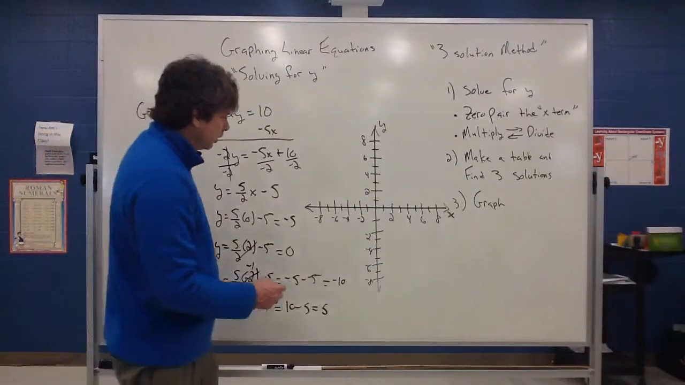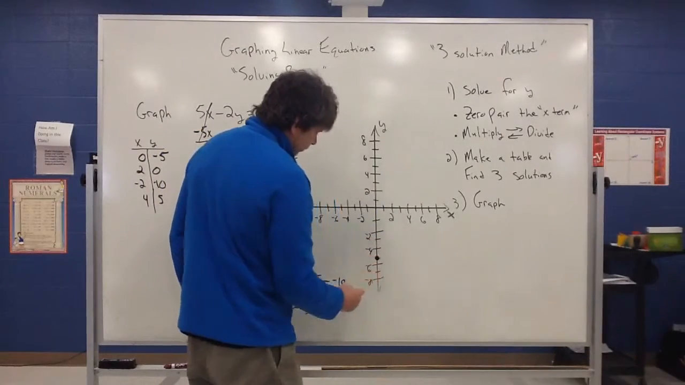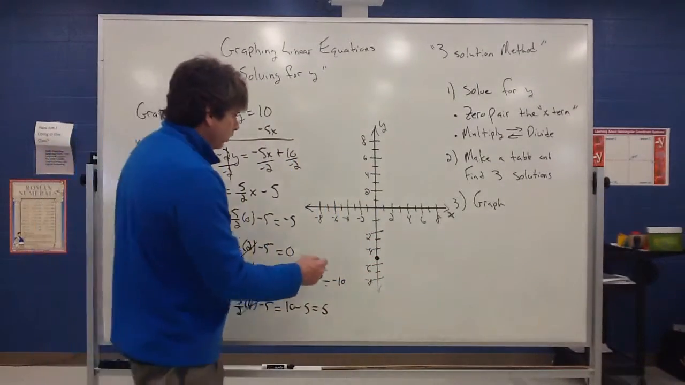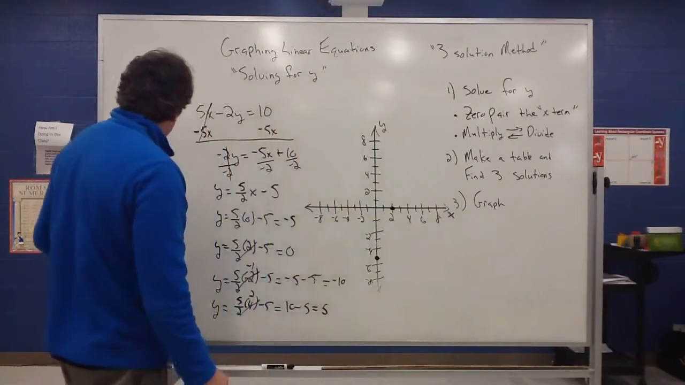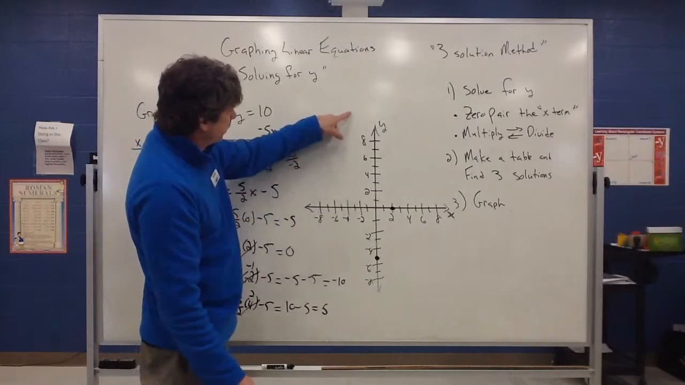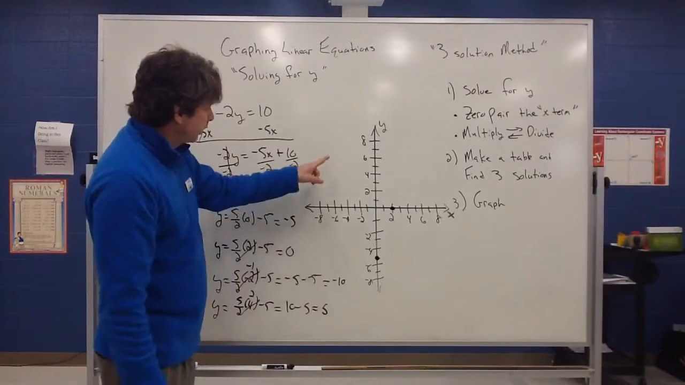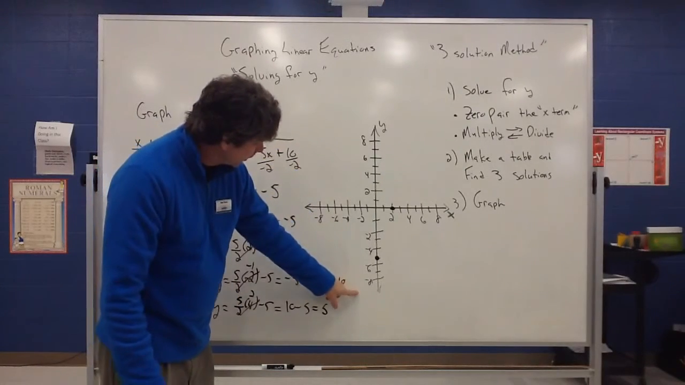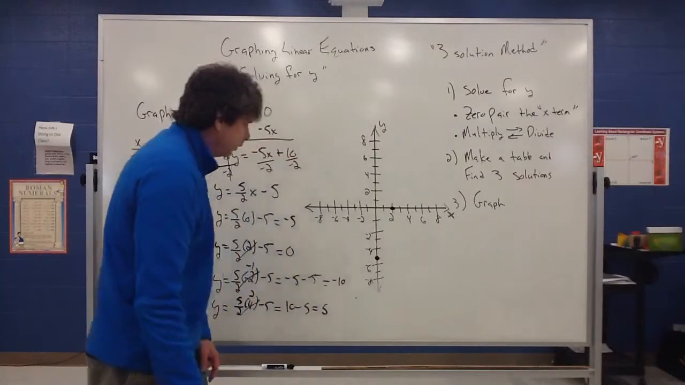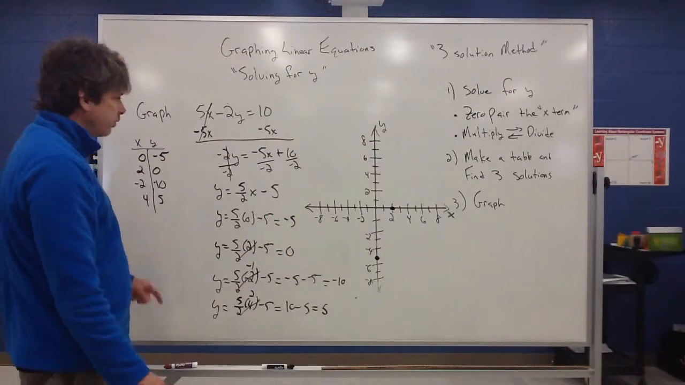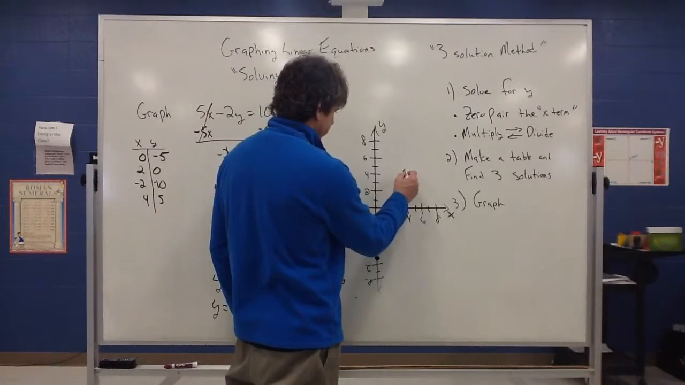So let's see what I have here. Graphing the solutions, (0, negative 5) would be located at this spot. (2, 0) would be located at this spot. Negative 2, 10, I'm sorry, negative 2, negative 10, that would be down here somewhere. Negative 2, negative 10 would be approximately about there, off the graph a little bit. And (4, 5) fits nicely on my graph. (4, 5) would be here.